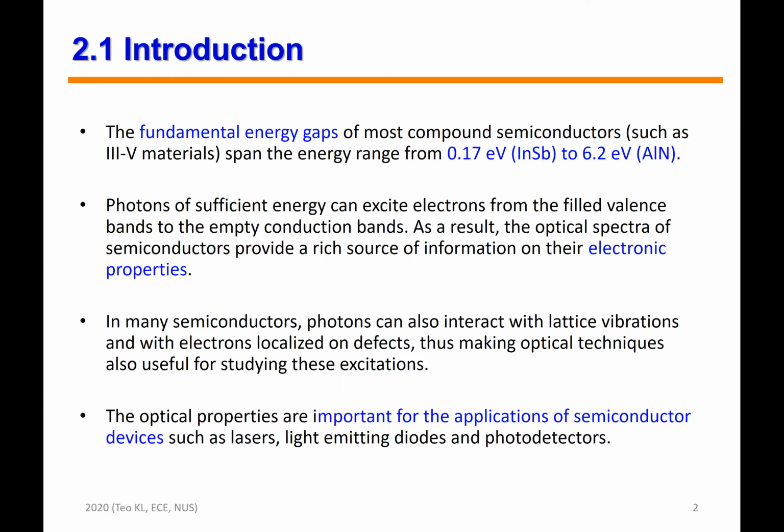And in most semiconductors, the photons can also interact with the lattice vibration. So you have to basically assume that the atoms are always vibrating about the equilibrium position. So we call this the lattice vibration. Or the photon can also interact with electrons localized on defects. So you can study the defects in semiconductors through these photon-electron interactions, making optical techniques very useful for studying these excitations. Optical properties are also important for the application of semiconductor devices, such as lasers, light-emitting diodes, and photodetectors.